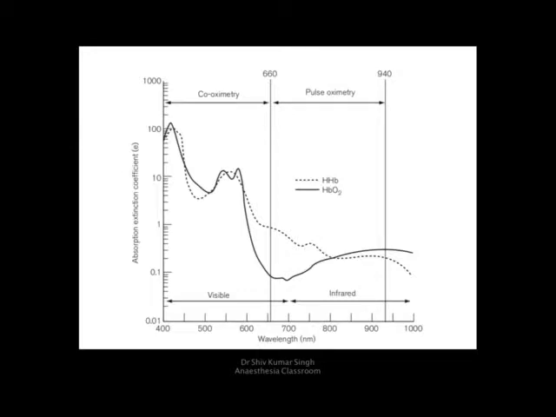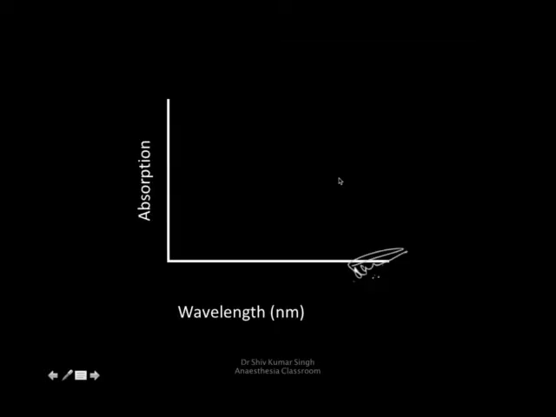The pulse oximeter usually uses two wavelengths, 660 nanometers and 940 nanometers, whereas the co-oximeter uses a range of wavelengths, so more than that, and is able to monitor carboxyhemoglobin and methemoglobin. But with the standard pulse oximeter, we only look at oxygenated hemoglobin and deoxygenated hemoglobin. And for exam purposes, you should be able to draw this line.